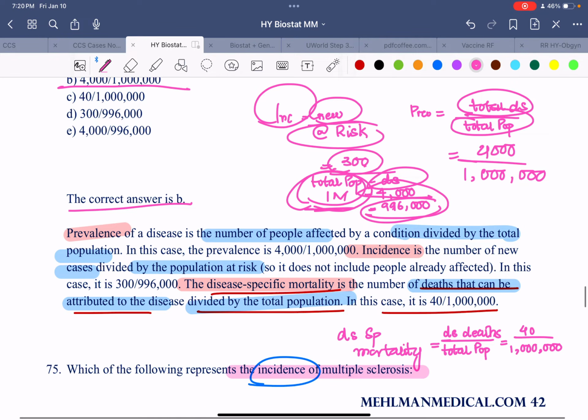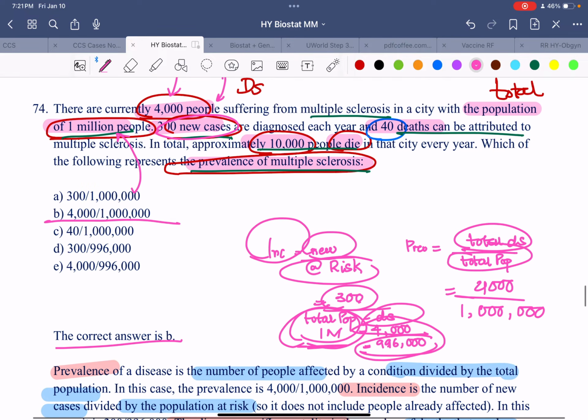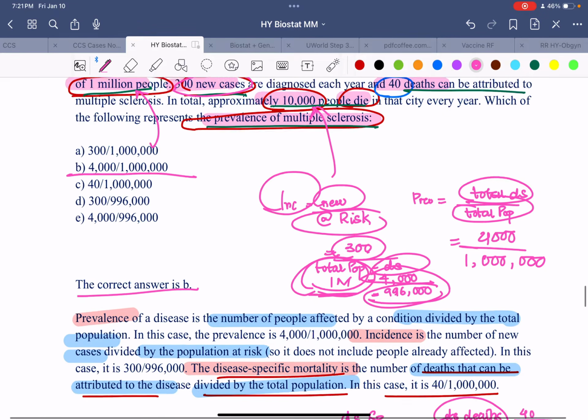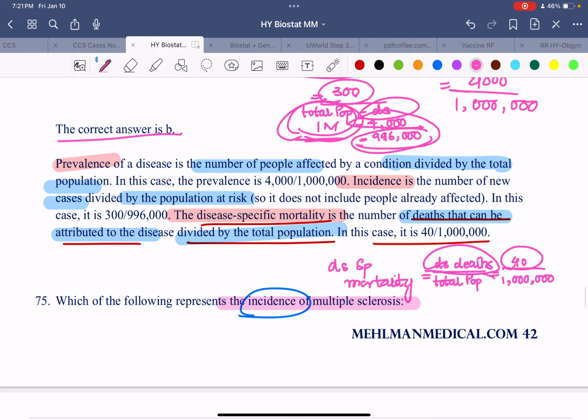So you should know that the number of people affected by a condition divided by total population is prevalence, whereas the new cases divided by the population at risk, that is, we subtract the people who already have the disease, this is known as incidence. And disease specific mortality is the number of deaths that can be attributed to that particular disease divided by the total population. So if we had to calculate disease specific mortality, we will put the deaths due to that particular disease at the top, which are over here 10,000. 10,000 is the total number of people who die. 40 deaths are attributed to MS. So we will put 40 at the top and we will put the total population at the bottom, which is 1 million. So disease specific mortality would be 40 divided by 1 million.